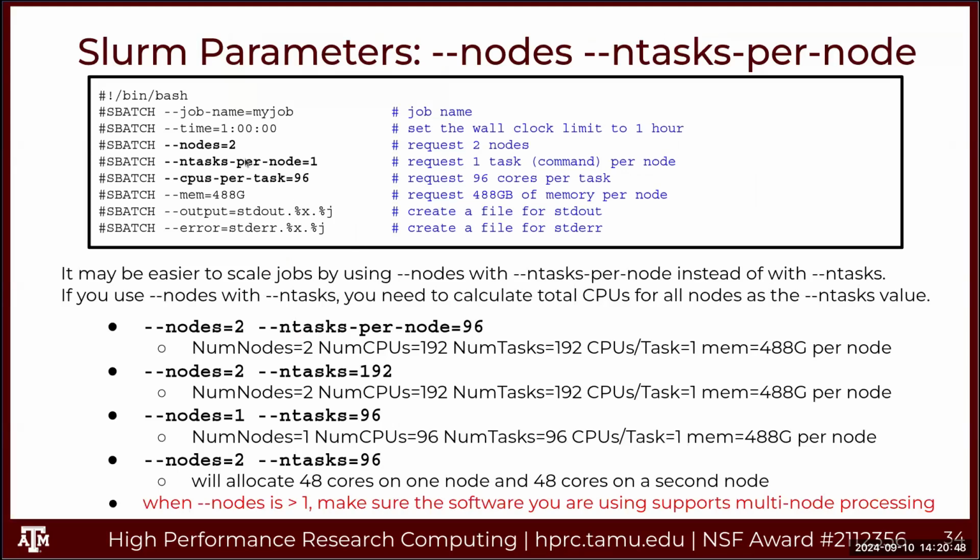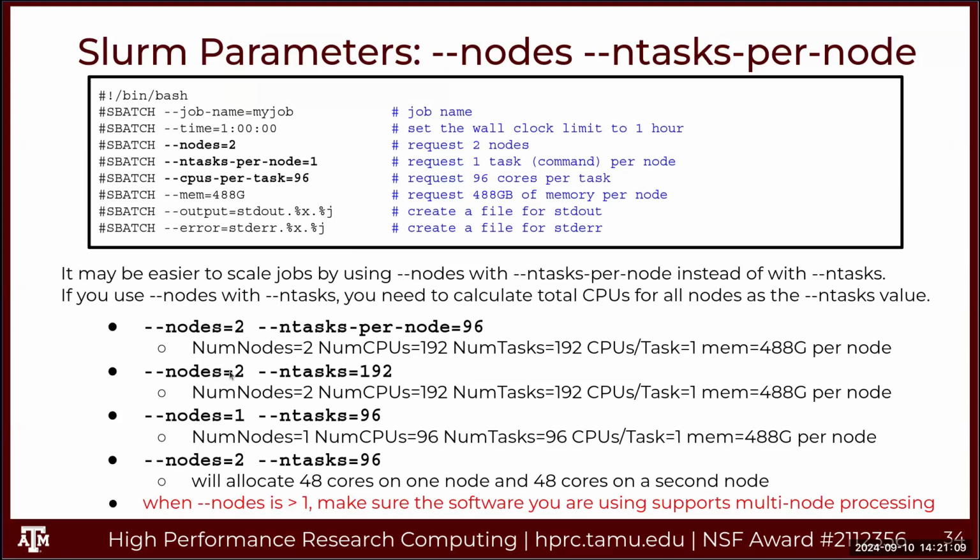All right, multiple nodes. Again, make sure your software supports multiple nodes. You can increase the number of nodes with the nodes parameter. These are just different options. If you do nodes, you can do ntasks per node, or you can do ntasks 192, for example.